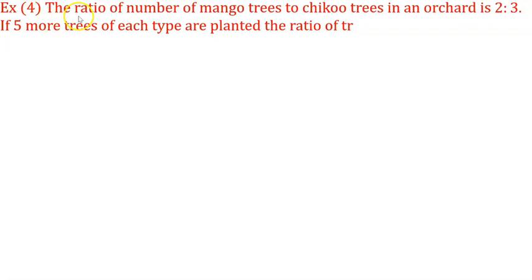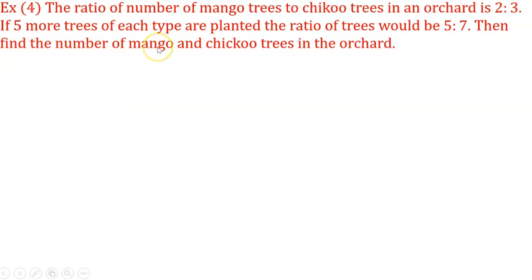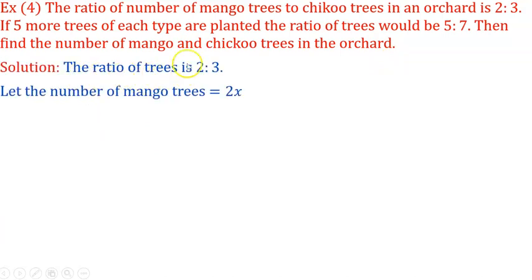Next example, the ratio of number of mango trees to chiku trees in an orchard is 2:3. If 5 more trees of each type are planted, the ratio of trees would be 5:7. Then find the number of mango and chiku trees in the orchard. Now solution, let the ratio of trees be 2:3. Let the number of mango trees be 2x and chiku trees be 3x.